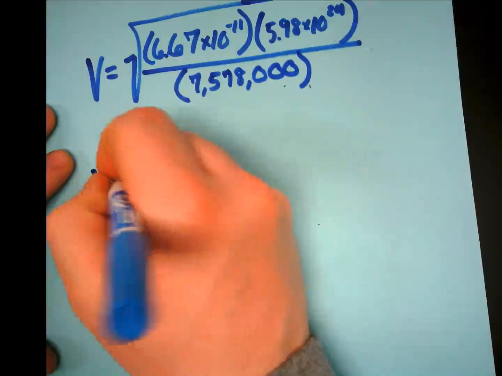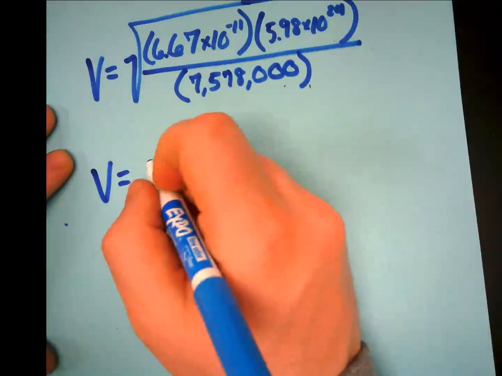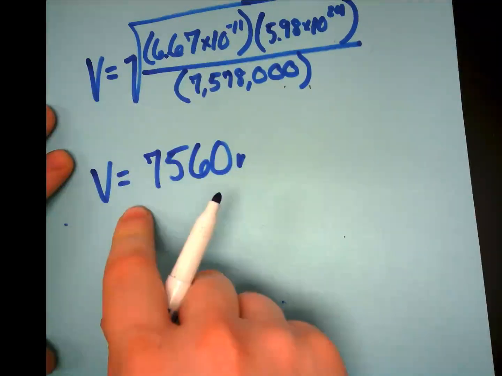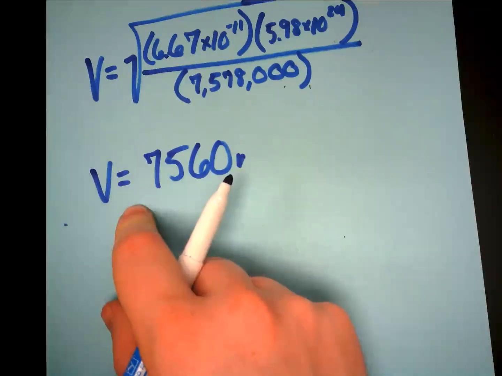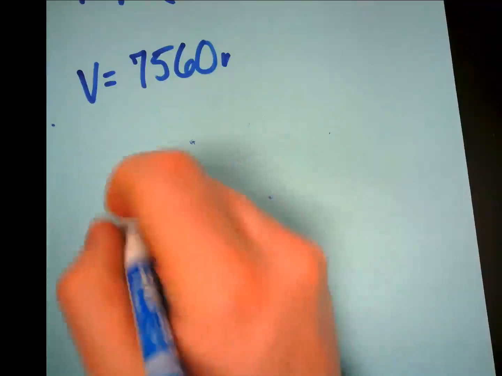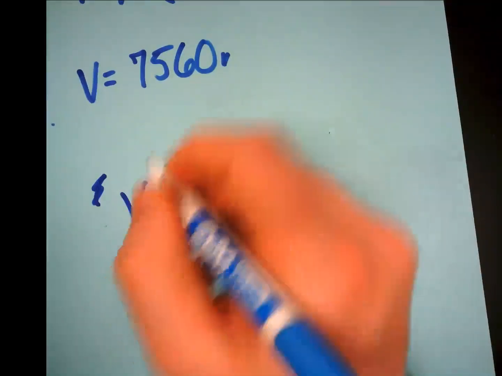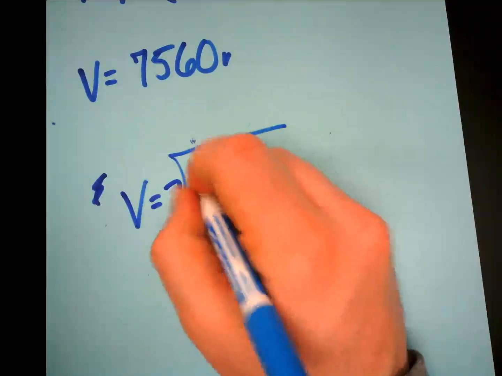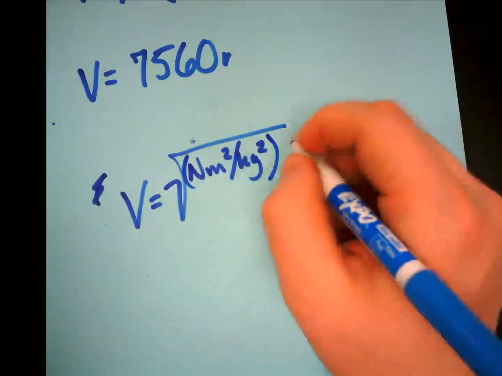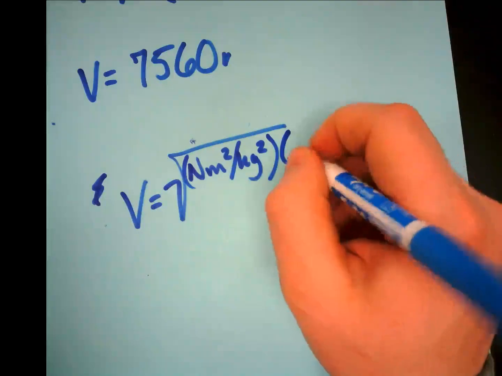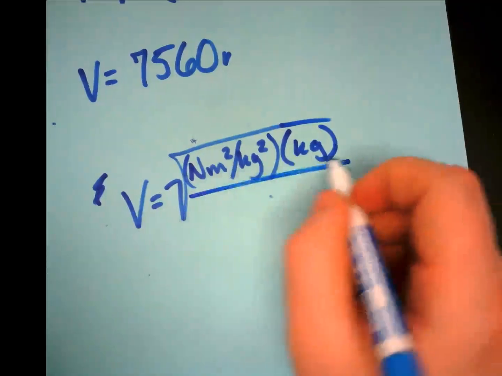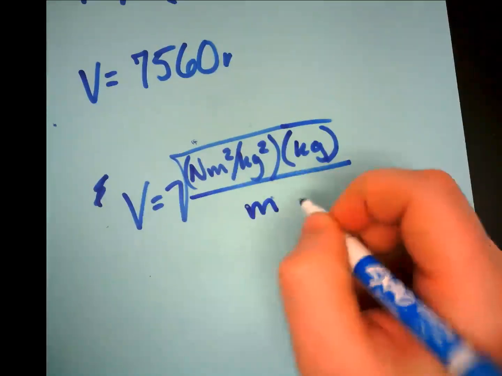And when we pop that into our calculator, this is what we should get initially: 7,560 something. So really quick, thinking about all of the units, V is equal to the square root of Newton meters squared divided by kilograms squared for big G, and then 5.98 times 10 to the 24th, that's kilograms, divided by the radius, which is in meters. Okay.